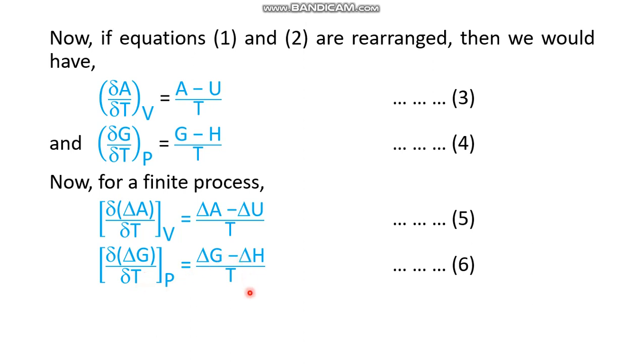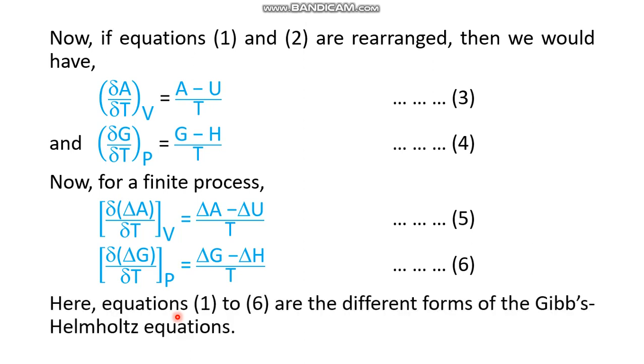These types of equations will be applied in thermochemistry or in all chemical applications such as chemical equilibrium or chemical kinetics, so many places. So these have immense importance in chemistry. That is why they are called Gibbs-Helmholtz equations. So equations 1 to 6, that means there are altogether 6 equations. These are all the different forms of the Gibbs-Helmholtz equations.